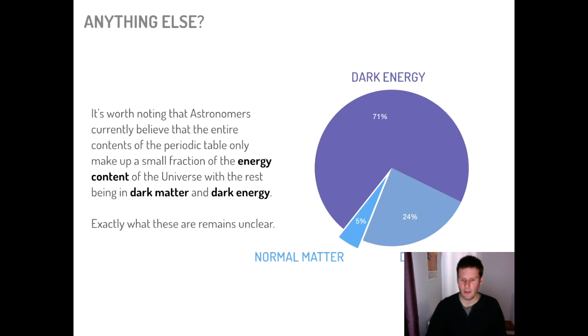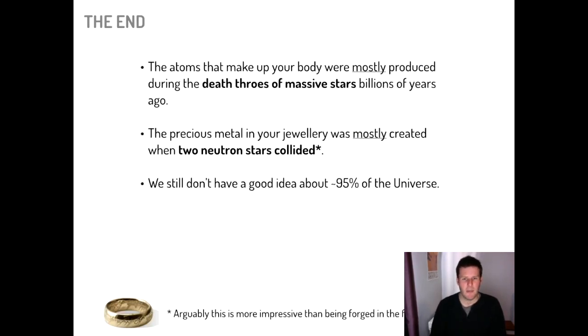And so just to conclude here, the atoms that make up your body were mostly produced during the death throes of massive stars billions of years ago. However, the precious metal in your jewellery was mostly created when two neutron stars collided. Okay? Arguably, this is even more impressive than your jewellery being forged in the fires of Mount Doom. At least it's a much more energetic process. But just to end this with, we still don't have a good idea what 95% of the universe really is. So this is the dark matter and the dark energy.